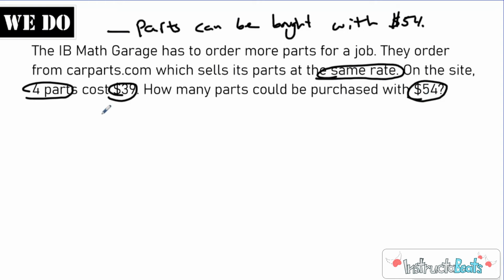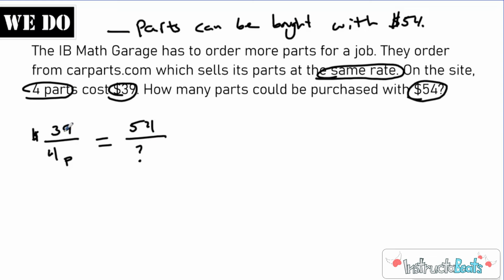So I'm going to set up my ratio. Again, I'm going to keep cost over a unit just because it makes sense to me that way. So I'm going to do $39 for every 4 parts. You could do 4 parts for every $39, and you're going to get the same answer if you do the correct math. So $39 for every 4 parts is going to have the same rate as $54 for how many parts. That's what my question mark is.